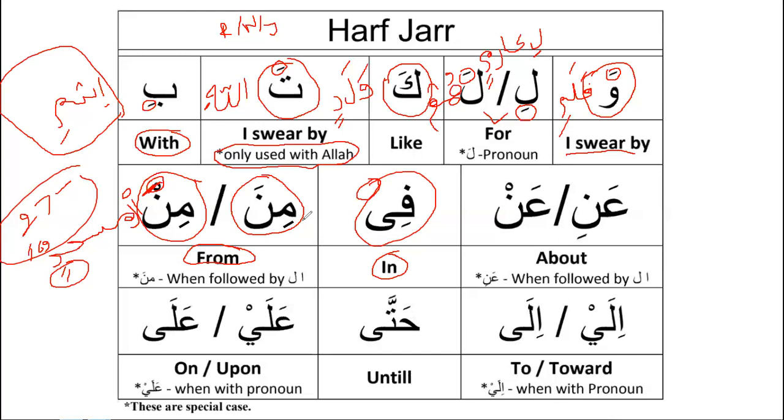Fi masjidin. Always, the harf jar will make the next word after it jar. Masjid, the next word after it, what? In jar status. Any word. If I say bait means house, and I want to say in the house, how am I to say it? Baitin. Fi baitin.